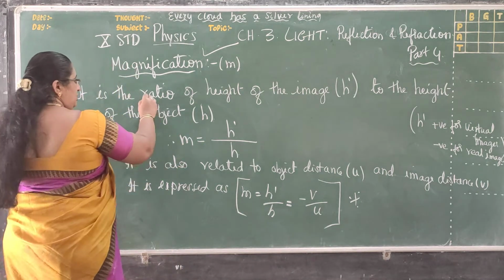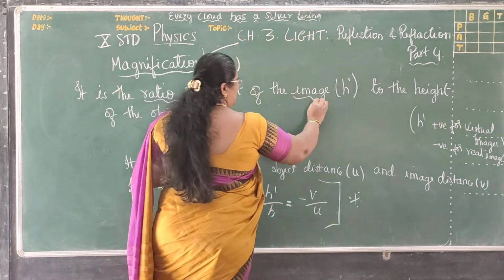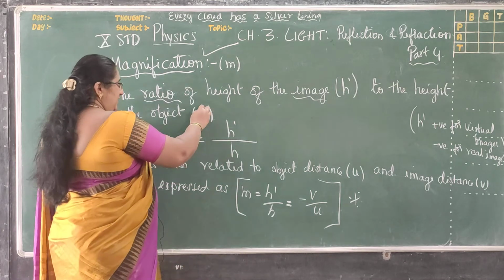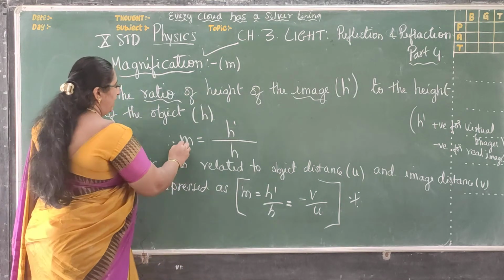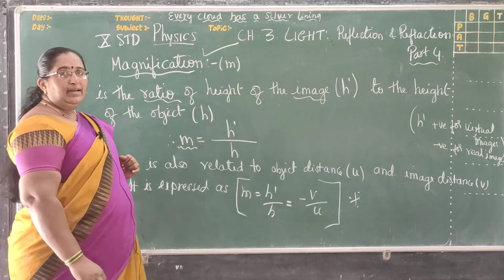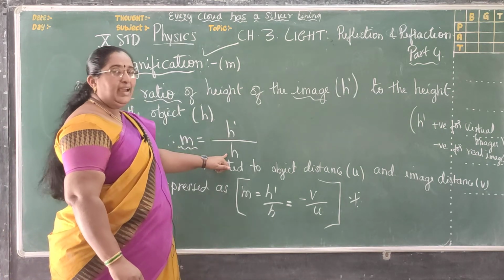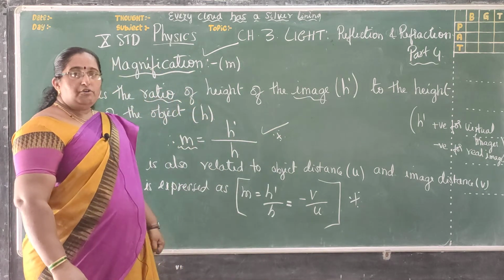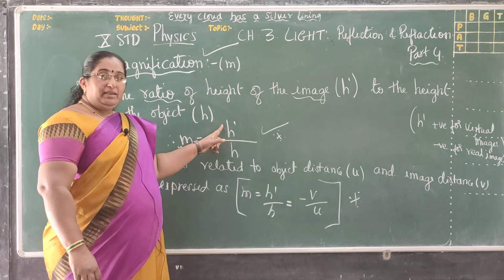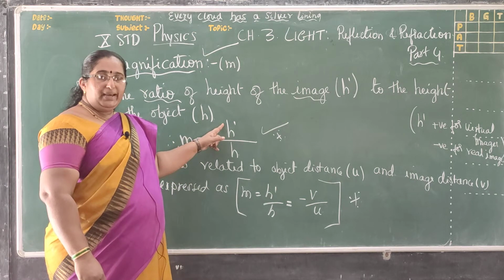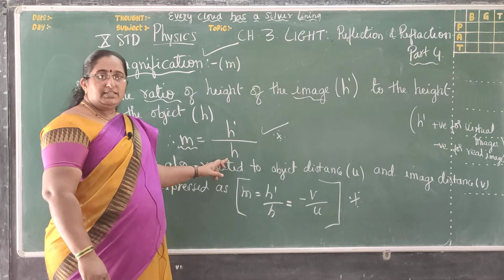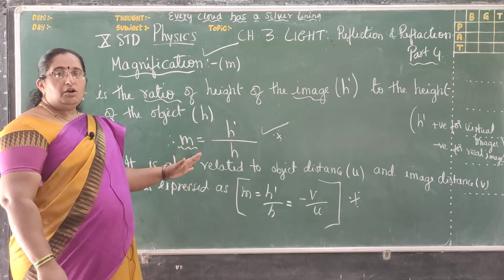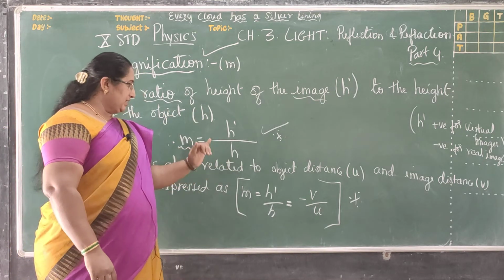So it is the ratio of the height of the image, h dash, to the height of the object, h. Magnification is denoted by small m. It is the ratio of h dash by h. This is an important formula. H dash denotes the height of the image and h denotes the height of the object. So magnification is the ratio of the height of the image to the height of the object.